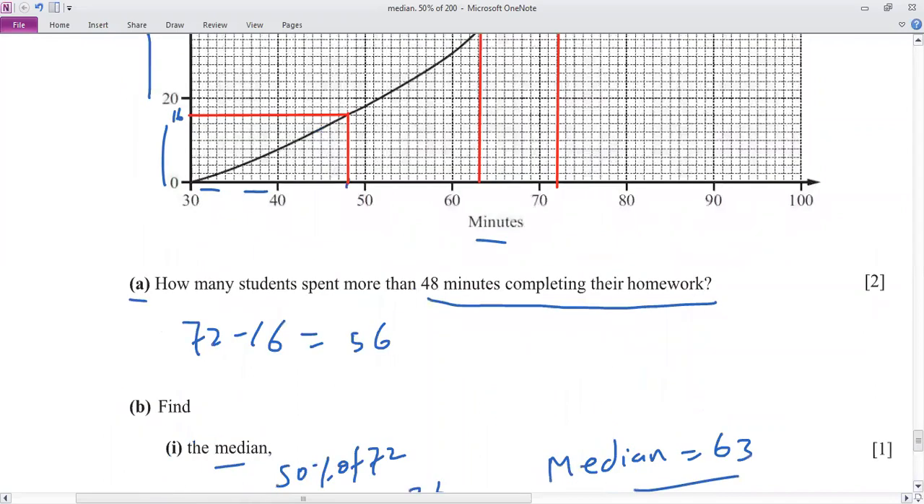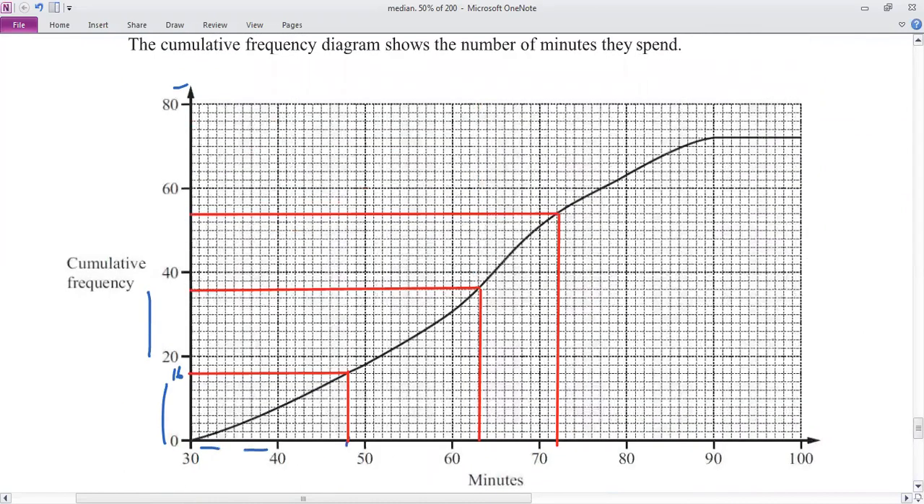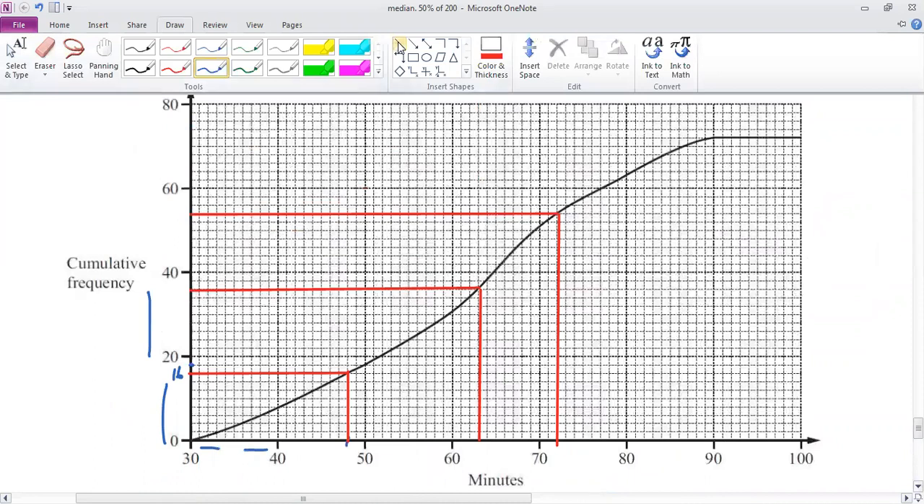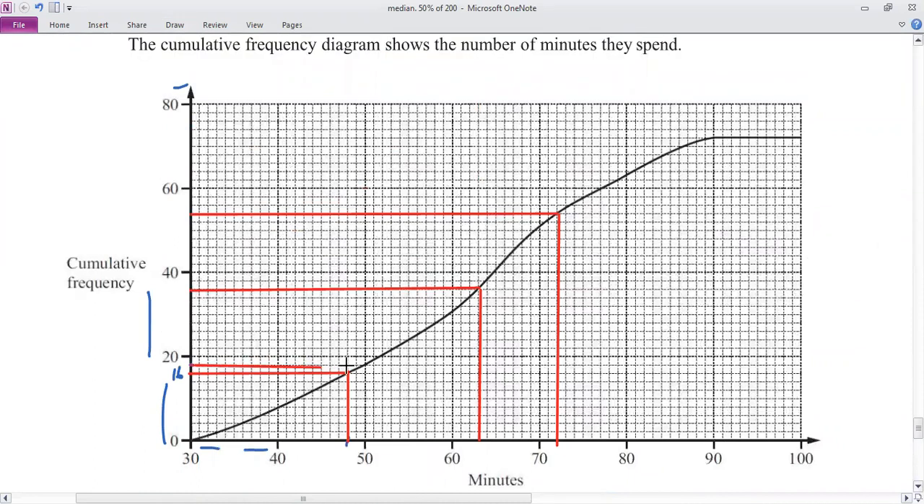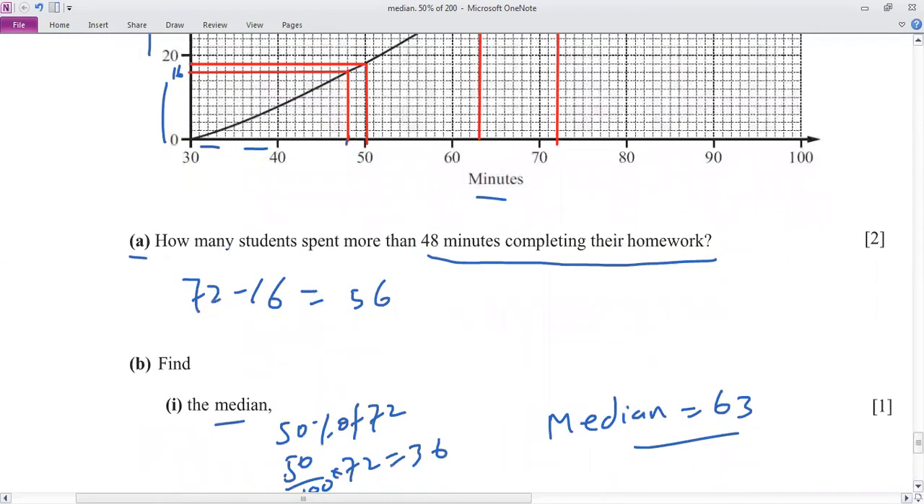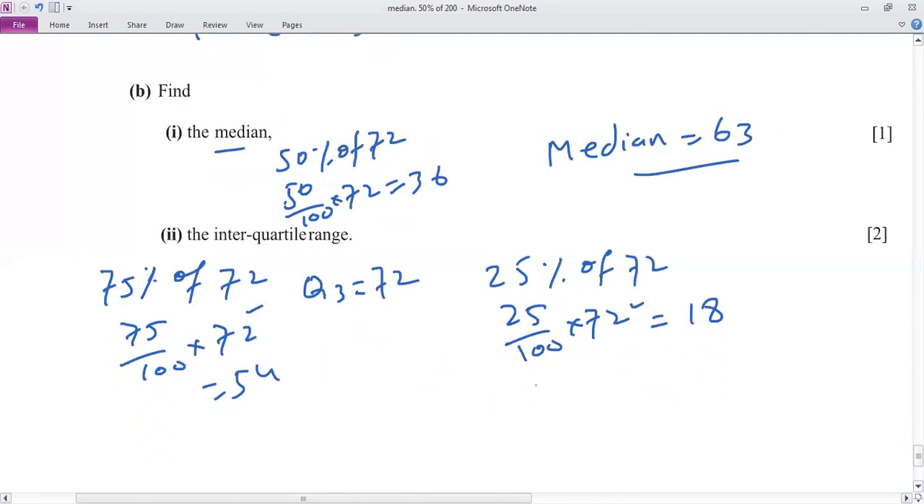Q1 will be from 18. This is 18. So I will draw the line from 18. Where it touches the curve here, it will come to 50. So it means Q1 is 50. So what will be the interquartile range? 72 minus 50. That is 22.